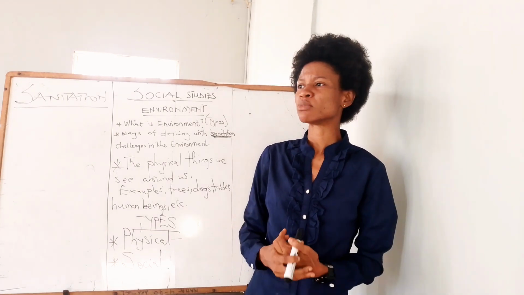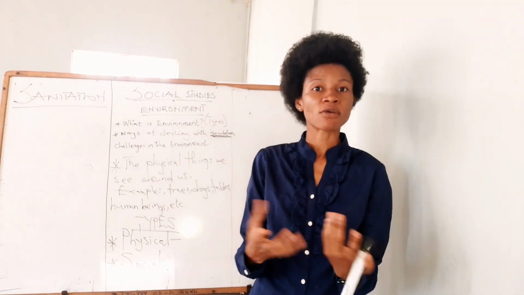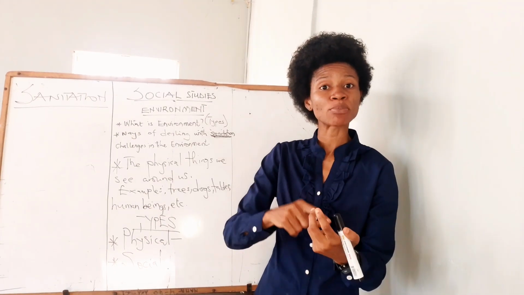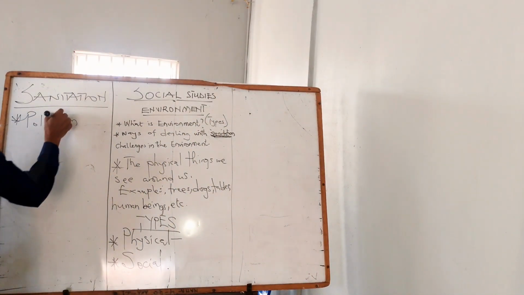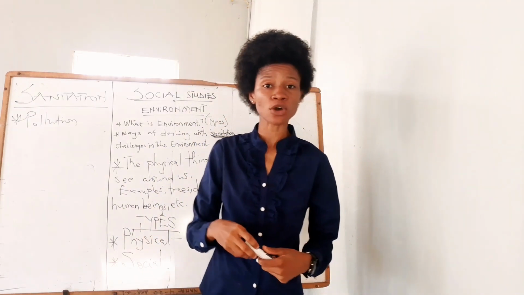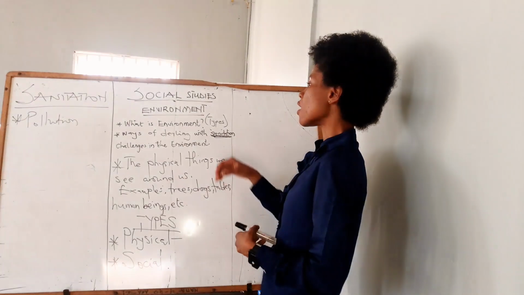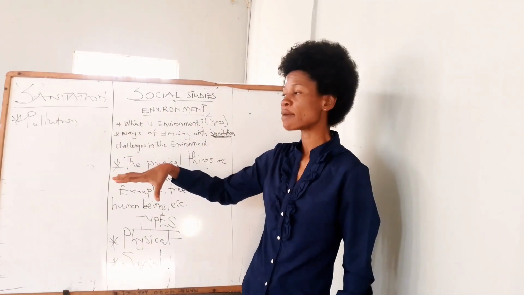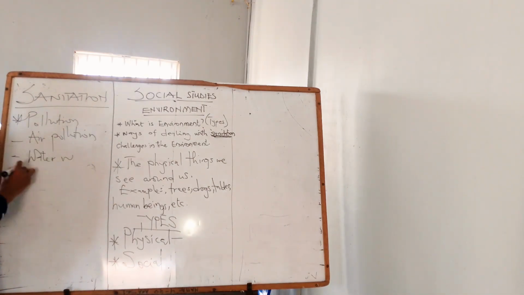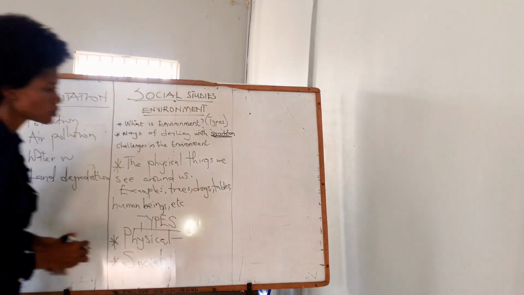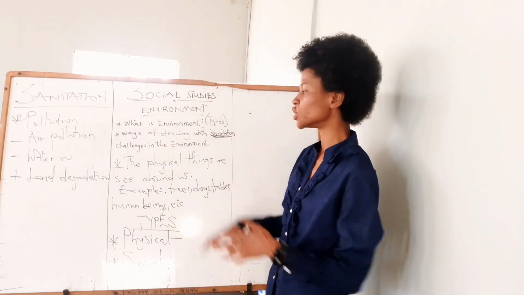Now, once you're done, you also let them know that we have environmental factors that lead to improper sanitation. And some of the environmental factors we have is where pollution comes in. What is pollution? The release of harmful substances or poisonous substances into the environment. Now, under pollution, we also have types. We have air pollution, water pollution, and land pollution.